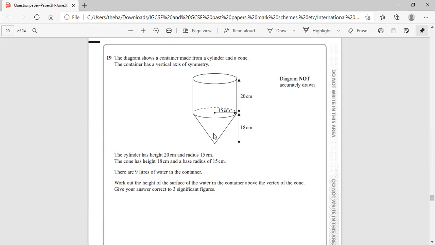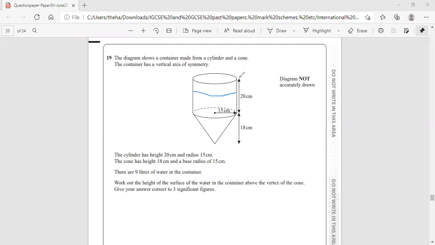There are 9 liters of water in the container. Work out the height of the surface of water in the container above the vertex of the cone. Give your answer correct to 3 significant figures. So basically, what we need to do is work out how high. So this is a container. We're filling it with water. We're putting 9 liters of water in it. How high does the water go? Like how high up here?